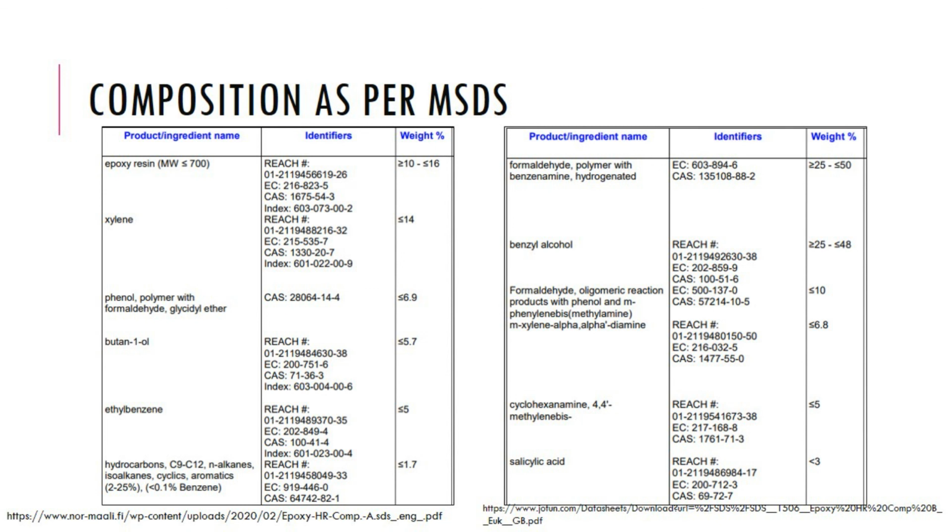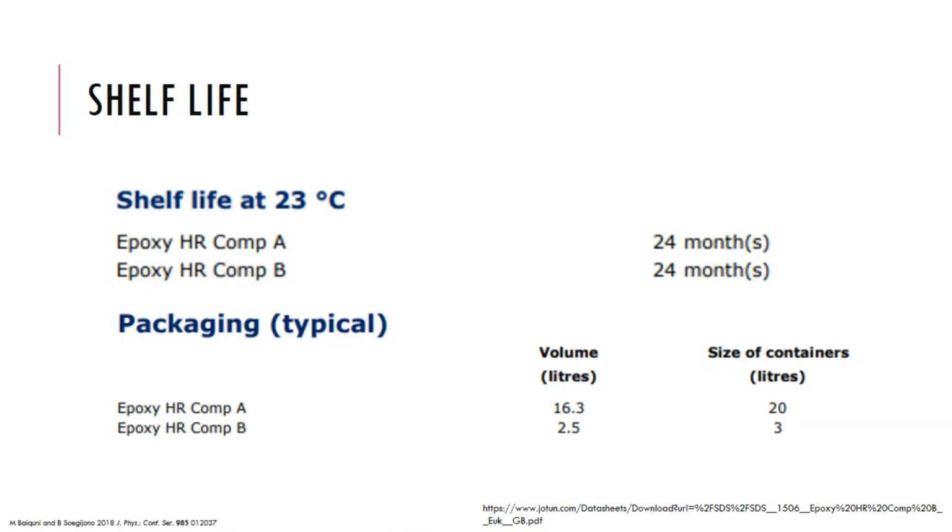Now, usually the packaging that is given is similar to what is required in the ratio of the coatings. So component A is 16.3 to 2.5. So it is assumed that the hardener will be completely mixed with the resin.